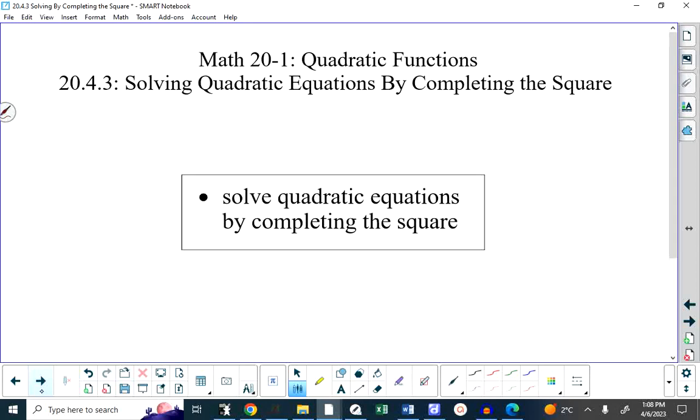We're going to be looking over the next couple of days of classes at solving quadratic equations that have solutions, but we can't find them by factoring. Okay? And one of the methods you can use is completing the square.